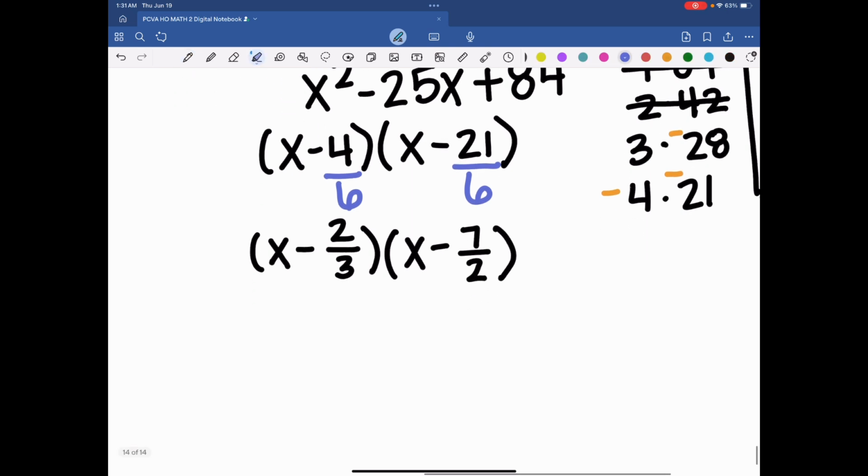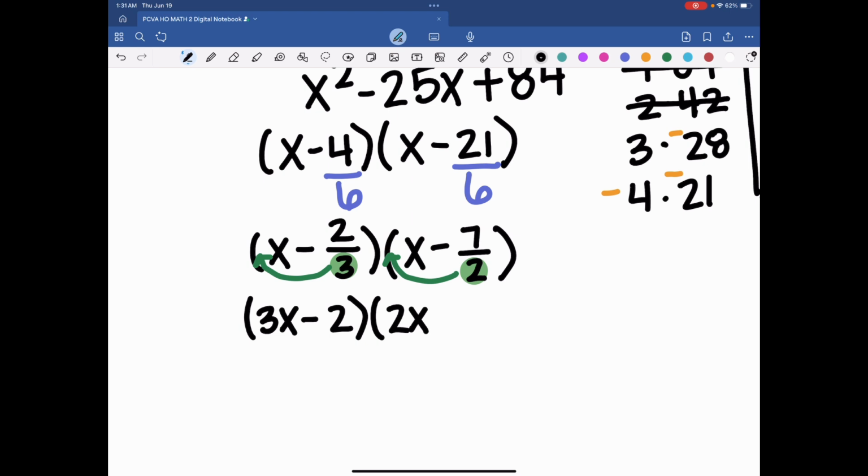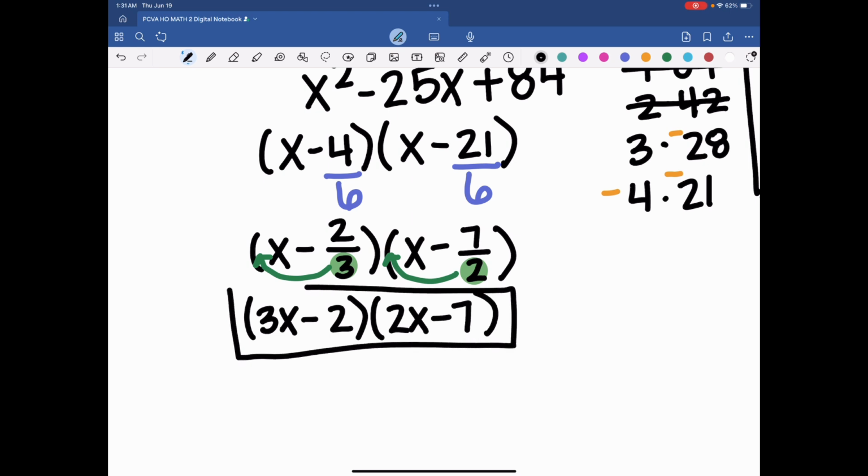All right, and then our last step is anything left in the denominator. So we have a 3 in the denominator and a 2. So we're going to take that 3 and move it up, and we're going to take that 2 and move it up. So this is going to become 3x minus 2 times 2x minus 7. Now, if you need any help with this, please don't hesitate to contact me.